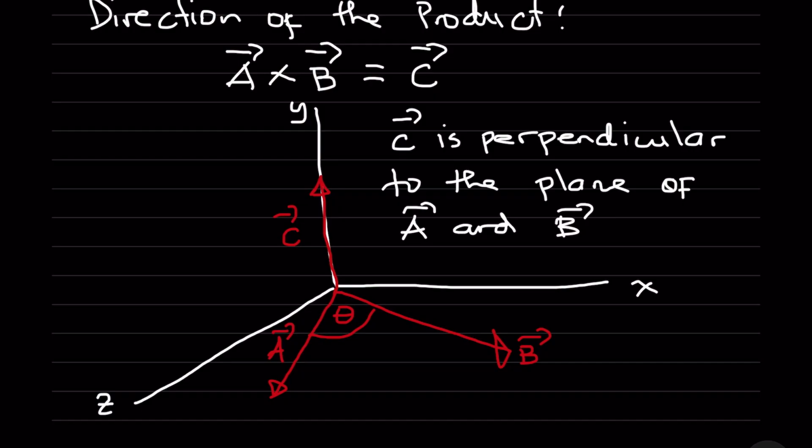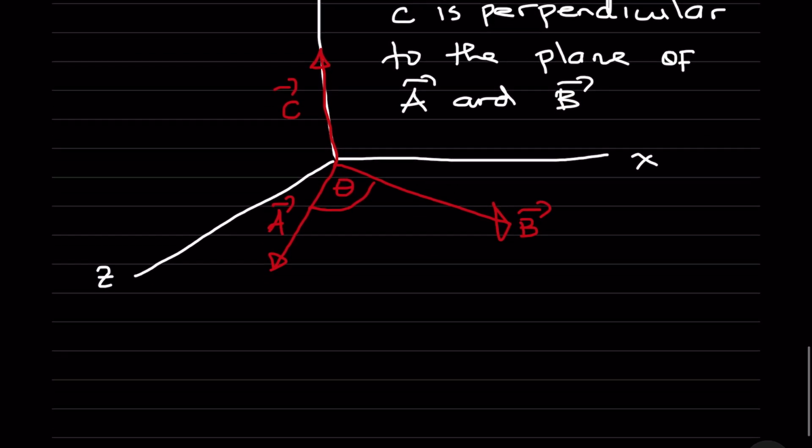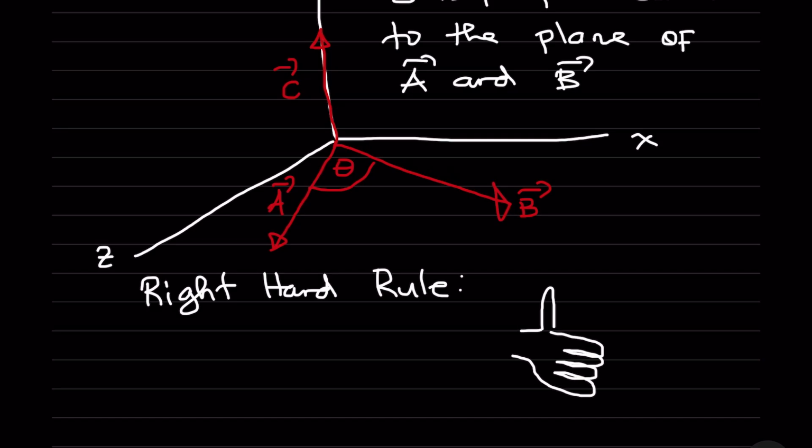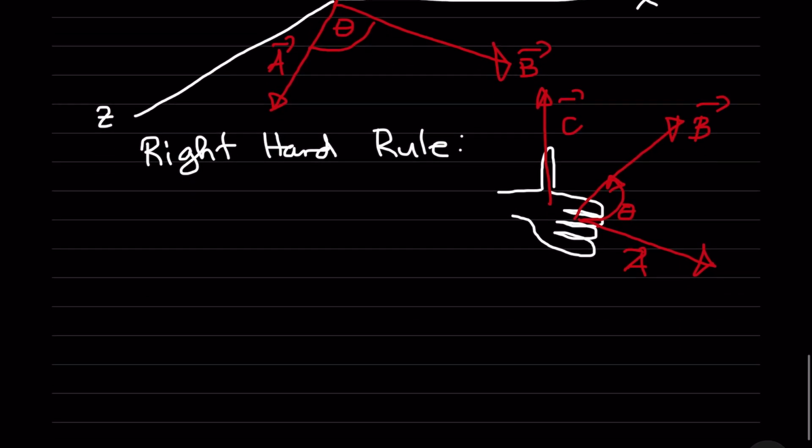Take note that there are two possible directions that are perpendicular to vectors A and B. It can either be upward or downward. So the correct direction is given by the right-hand rule. What you do is you point your fingers to the direction of the first vector, which is A. Then you curl it towards the direction of the second vector, vector B. The direction of your thumb is the direction of the cross product. For this case, it is vector C.